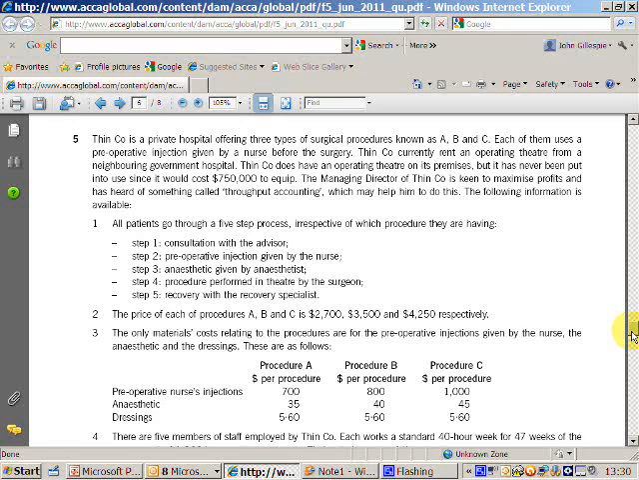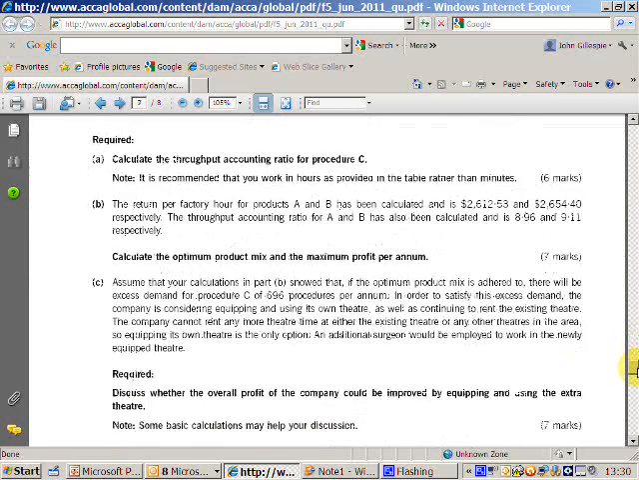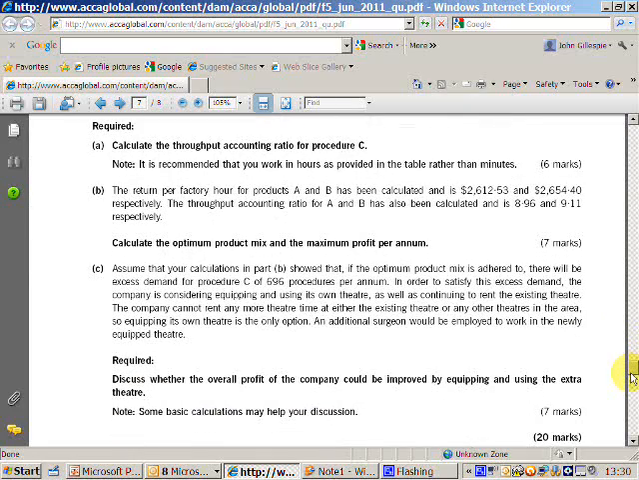So Thin Company is a private hospital offering 3 types of surgical procedure known as A, B and C. So without going any further into the detail, we'll have a look at what the requirements are. Very important to tell us before we read through the detail what it is we might be looking for. So part A asks us to calculate the throughput accounting ratio for procedure C, one of the procedures mentioned in the first sentence, and that's for 6 marks. We can allocate our time based on that.